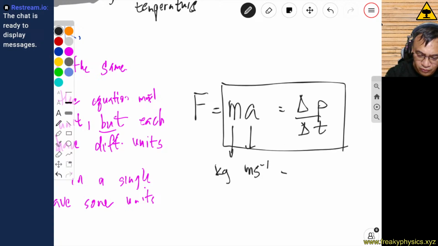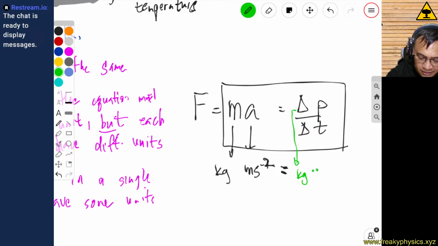Okay, now the other one, oh sorry, per second squared. Mistake there. Okay, now on the other side of the equation we have change in momentum. So basically it's just the momentum, and we know that momentum is kilogram meter per second.